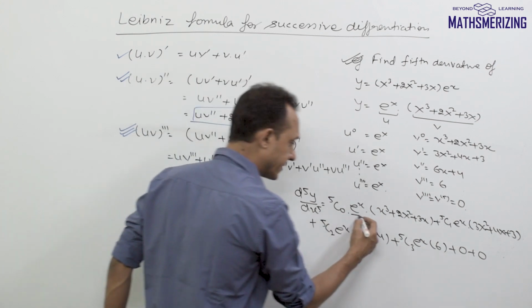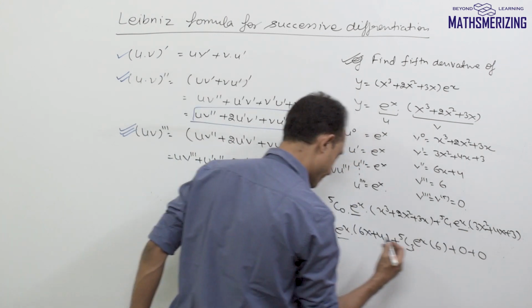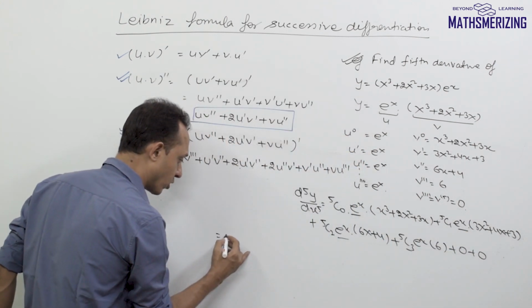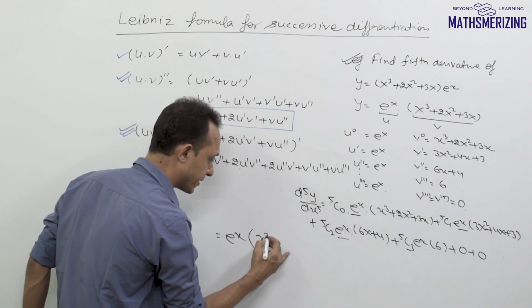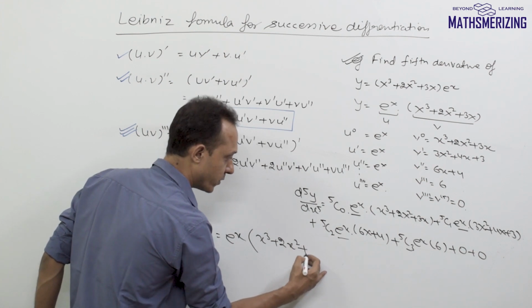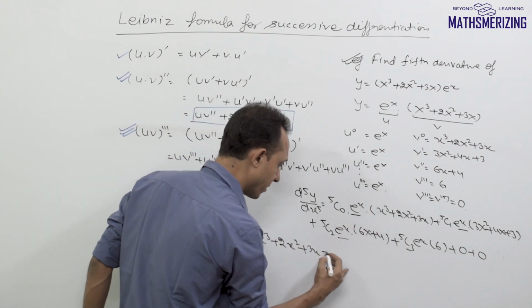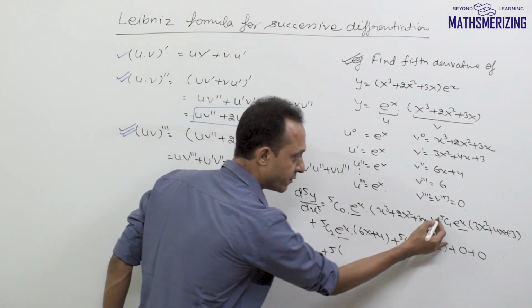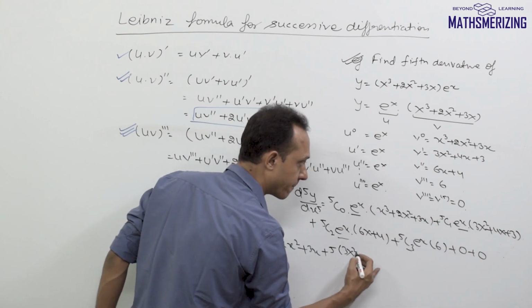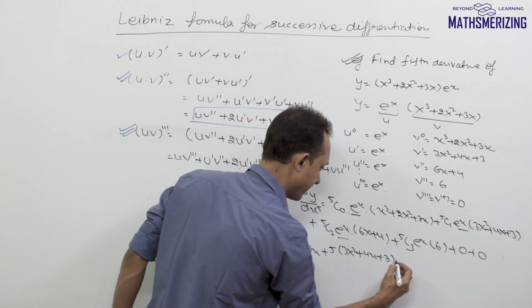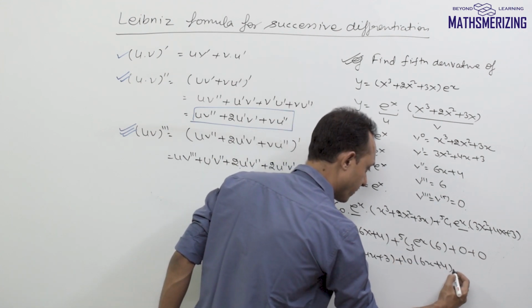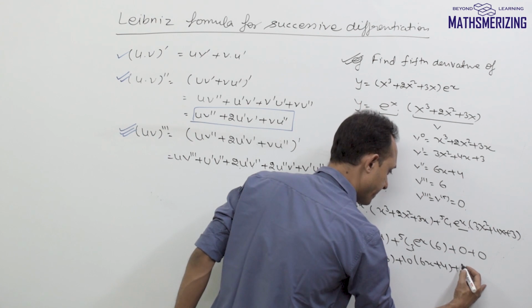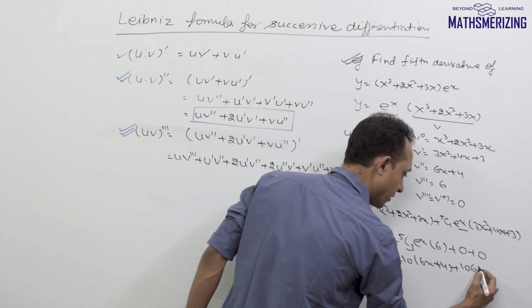So what I'll do is I'll take this e to the power x common. So if I take this e to the power x common, I'll get 5c0, which is 1. So it will be x cubed plus 2x square plus 3x and then plus 5 into, now 5c1 is 5, and there will be 3x square plus 4x plus 3. 5c2 is 10. So 10 into 6x plus 4. 5c3 is again 10, which is 10 into 6.